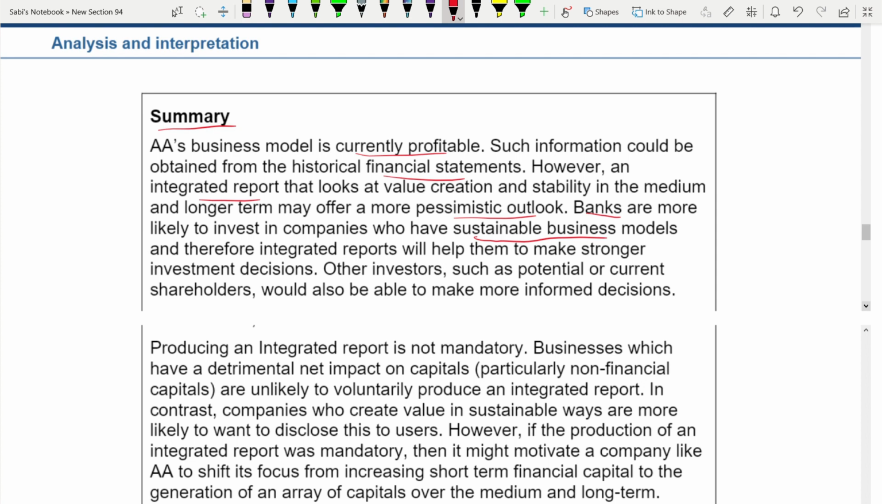Okay. So therefore, integrated reporting. You see, the question was how integrated reporting will be useful. So integrated reporting will help them to make stronger investment decisions. You see, now because of integrated reporting, they know they have to invest in recycling. They have to invest in human capital. They have to hire better staff and use a supplier who does not exploit child labor. Even other investors will get benefit from it. They can make more informed decisions.